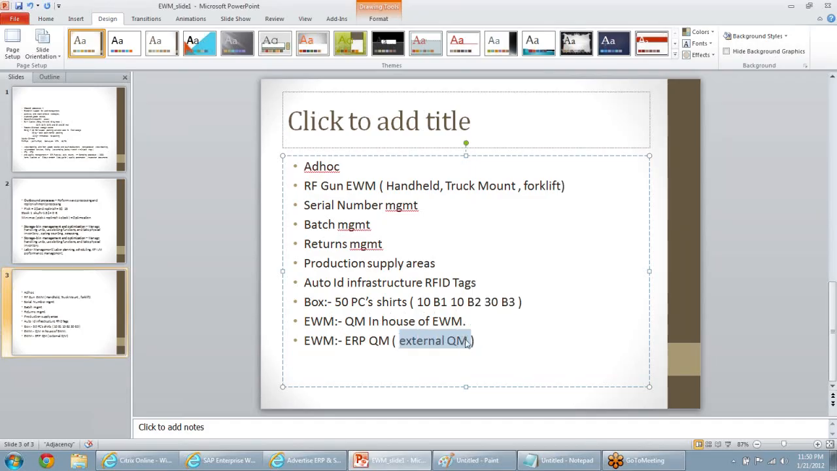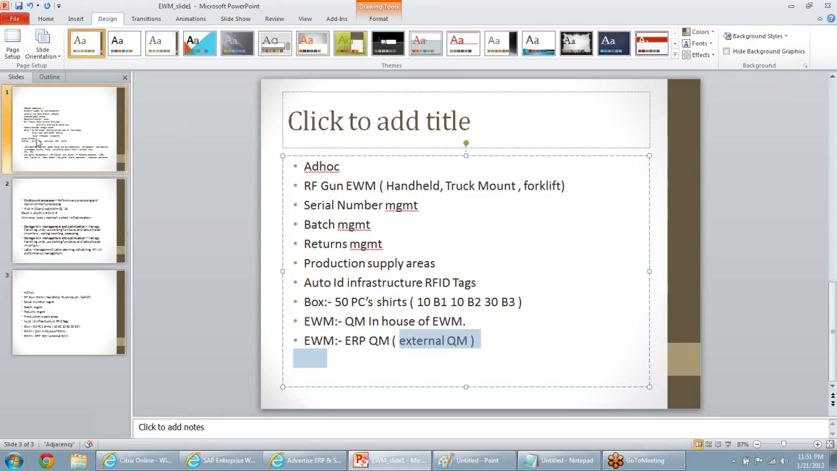Suppose, let's take this example, pharma companies, how they check the quality: they send it to a lot of laboratories, with automated lab test tools. That particular system will establish the quality and send the results back to my EWM to accept the stock or not. So in that case, neither EWM nor ERP is used for quality. Some external system is used to check the quality. I will only send my stock attributes to the external system, which will do the sampling procedure and then decide whether to accept the stock or not.